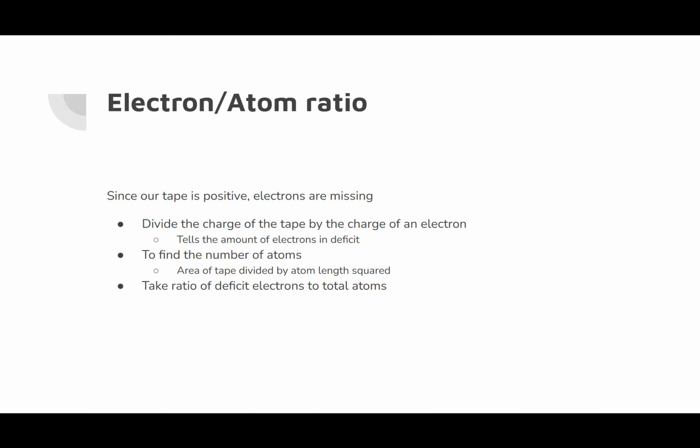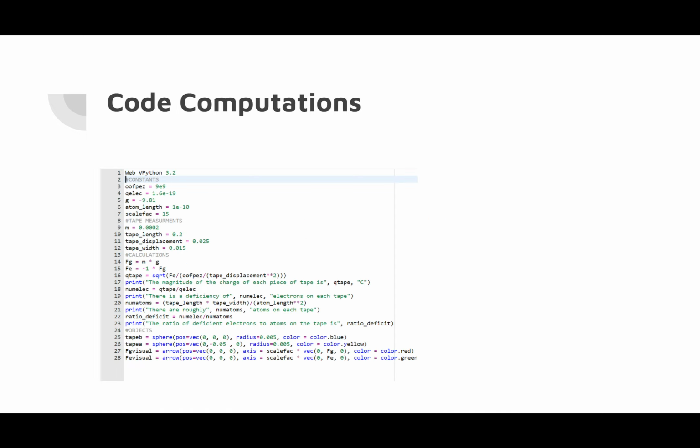And calculating the electron to atom ratio, since our tape is positive, we know that we are electron deficient, there are electrons missing. We're able to divide the charge of the tape by the charge of an electron, which tells the amount of electrons we're missing, and then find the number of atoms by taking the area of the tape and divide it by the atom length squared. And then we just took the ratio of those numbers to find our ratio.